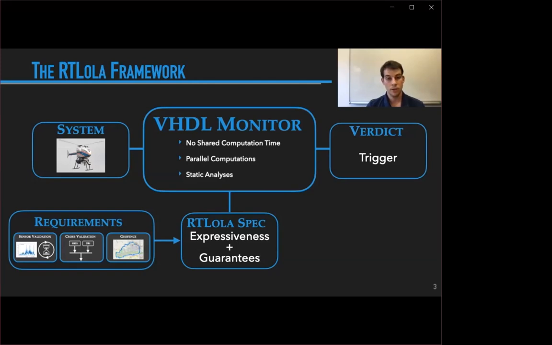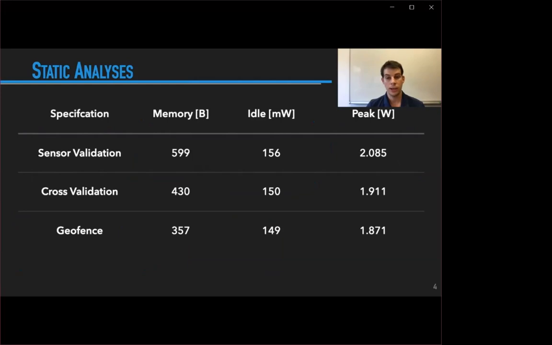First, all three synthesized monitors required less than 600 bytes, which is pretty low and fitted on the FPGA. If we look at the power consumption, we can see that the monitors use about 150 milliwatts in the idle state and about 2 watts during a peak. In our setup, the system could spare this power and we could integrate the monitor.